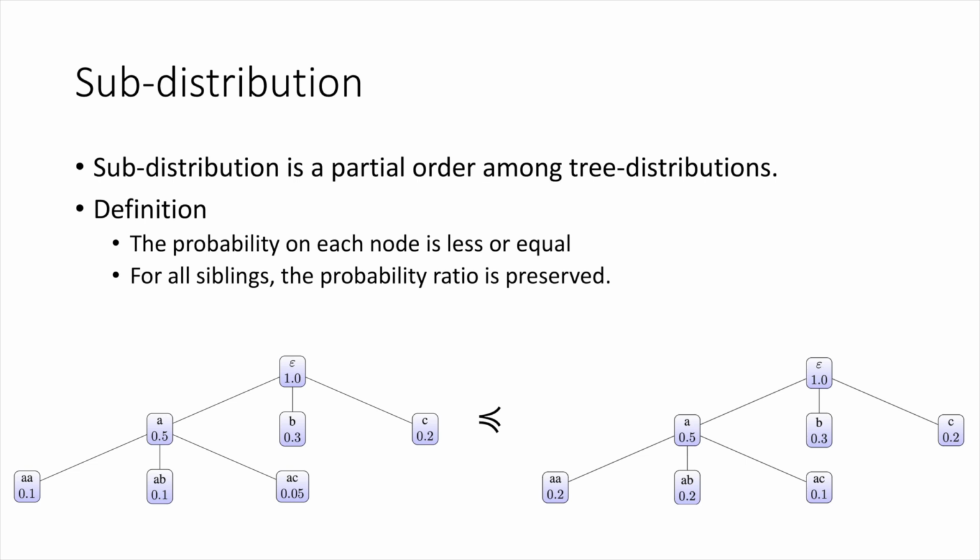It's also important to note that when a node in the visual representation doesn't have child nodes, it doesn't necessarily mean that the tree structure itself lacks child nodes at that point. Instead, it indicates that there is no probability assigned to those child nodes. Intuitively, a subdistribution contains less information compared to the target distribution, but it's compatible with the target distribution due to the preserved probability ratio among sibling nodes.